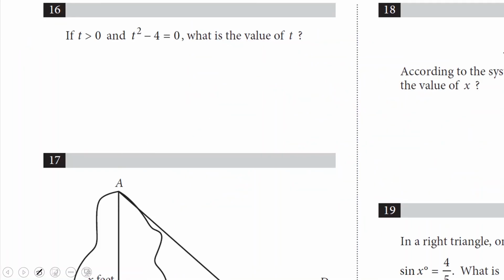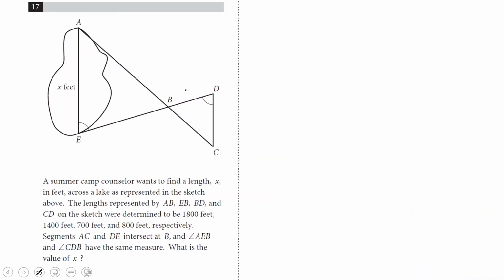Yes, next. Okay, t is greater than 0, t squared minus 4 is equal to 0. What's the value of t? Easy. t is equal to plus or minus 2, but t is greater than 0, so t is equal to 2. Next. All right, so here we got length represented by AB.